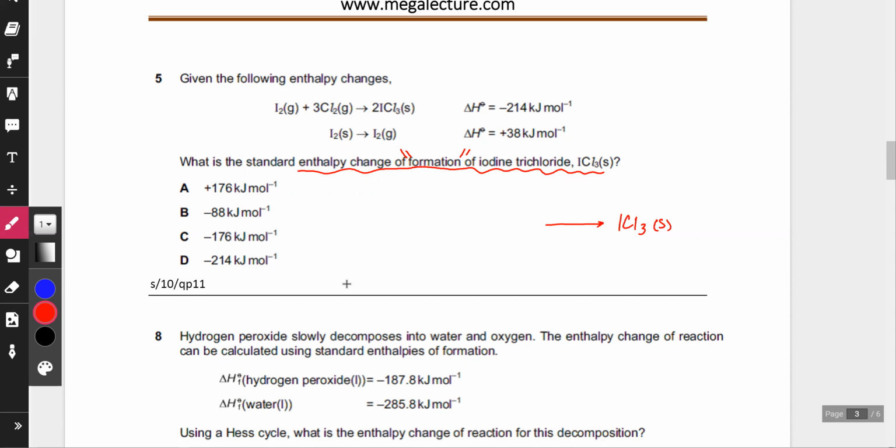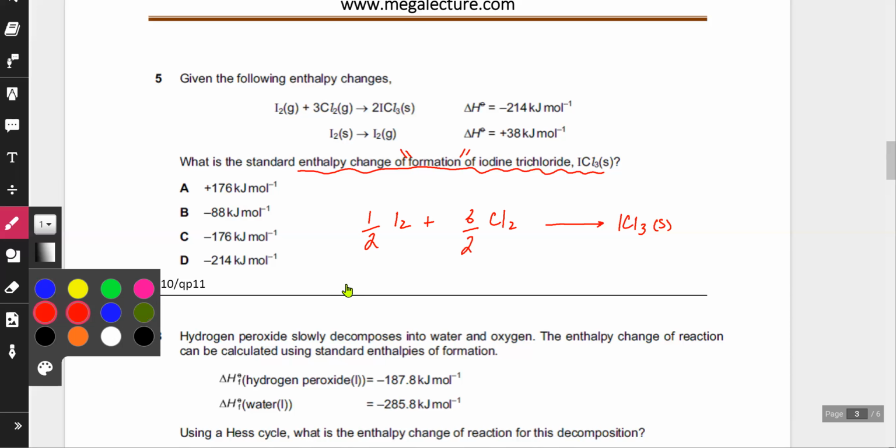1 mole of a compound is formed from its elements. So what are the elements here? You have iodine and chlorine, and they have to be in the standard state. So it's the diatomic, right? So it's going to be half I2 and 3 by 2 Cl2, right?